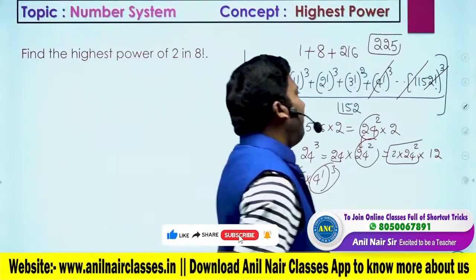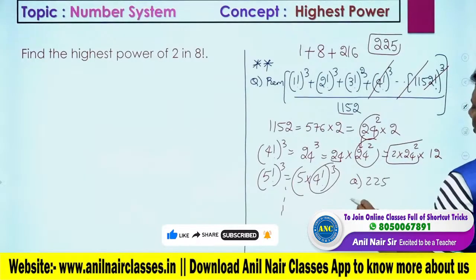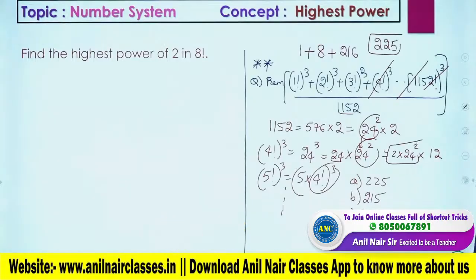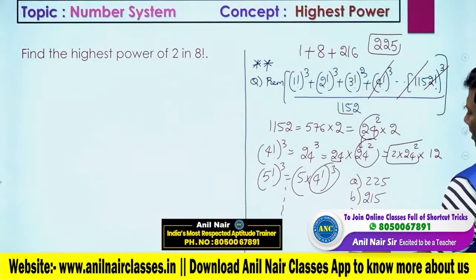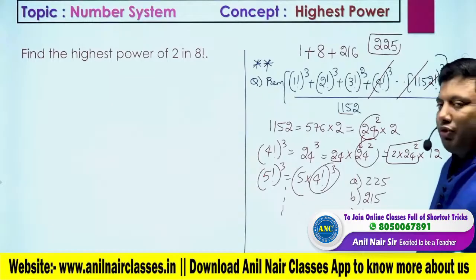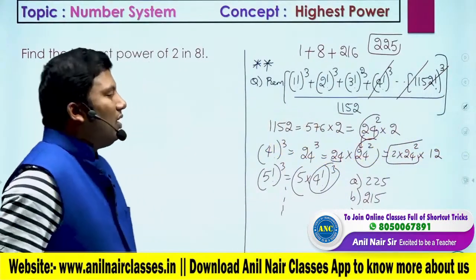Probably if the options are 225, 215 and 235, or none of these. If the options are like this, if you are an Anil Nair student, how will you probably solve this question?